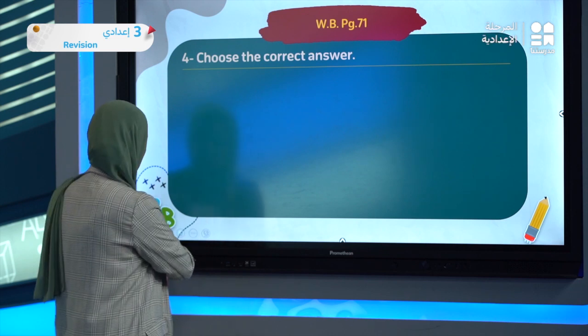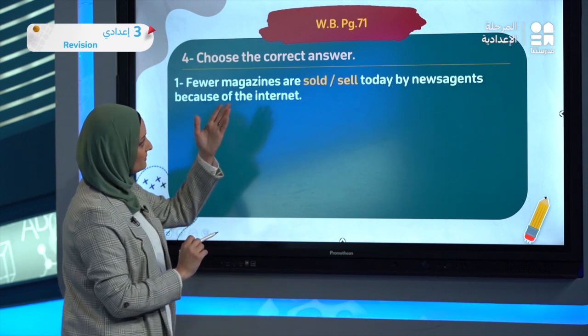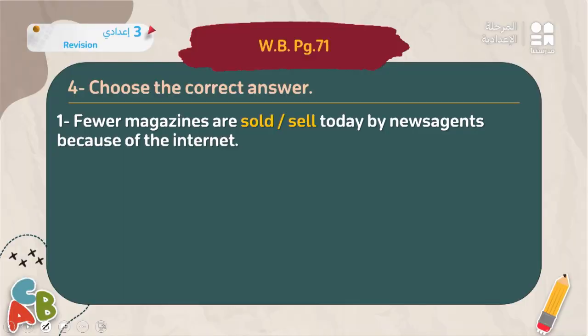Choose the correct answer. احنا لسه في ال workbook page 71 ولسه بنشتغل على ال passive voice. Fewer magazines are today by news agents because of the internet. عندي today ده طبعا present وفي نفس الوقت هو موجود عندي are ف I know that this is the present simple passive. فكده أنا بدور على ال past participle. Of course the past participle of sell is sold زي ما لسه واخدين.